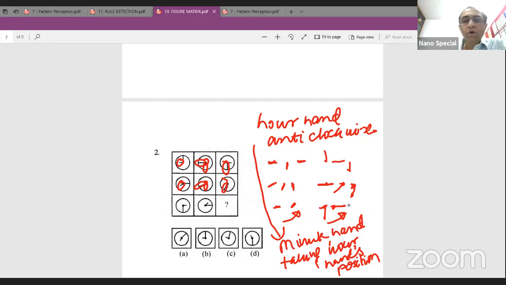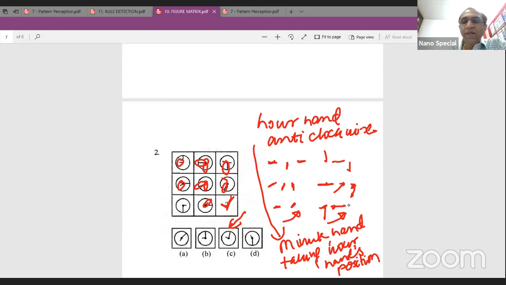Okay, so going by that logic, the hour hand is here like this. So the minute hand also has to be like this. And the hour hand is going anti-clockwise. So this is the position, and therefore the answer is C. All right. So everybody has understood this? Okay, very good. No problem.